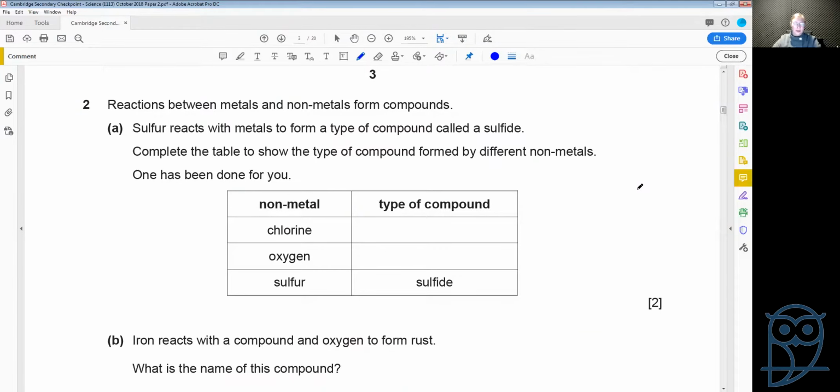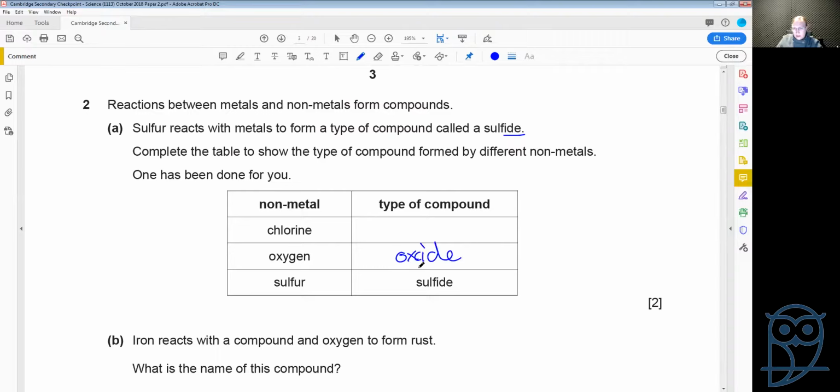So here we go. Reactions between metals and non-metals form compounds. Sulfur reacts with metals to form a kind of compound called a sulfide. Complete the table below to show the type of compound formed by different non-metals. One has been done for you. So sulfur reacts with metals and formed sulfide. So that is our hint over here. So sulfur becomes sulfide. So oxygen will become oxide.